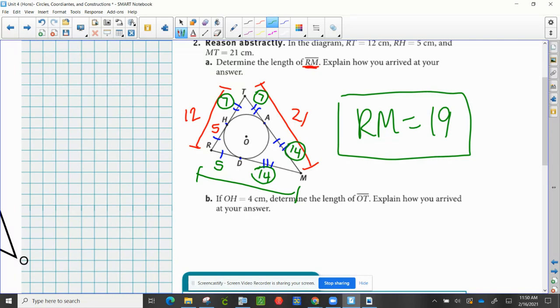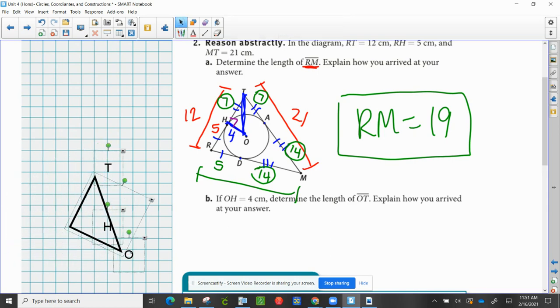Part B says if OH is 4 centimeters, maybe let's draw OH in here. Okay, what's the length of OT? Here's OT. We'll draw that in. Now this is going to get a little messy, so I might do it on the side here. But don't forget from our previous lesson that a radius to a tangent line does form a right angle. So this would be a right triangle here.